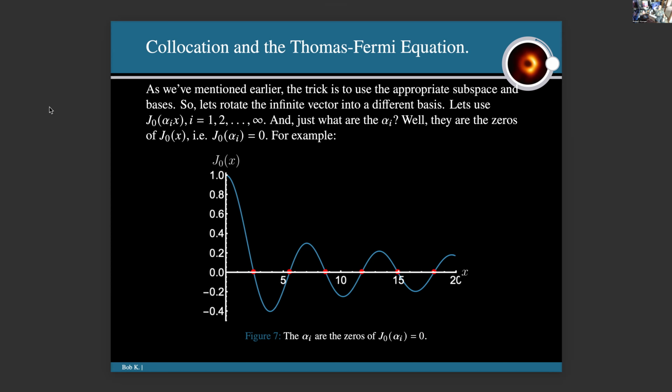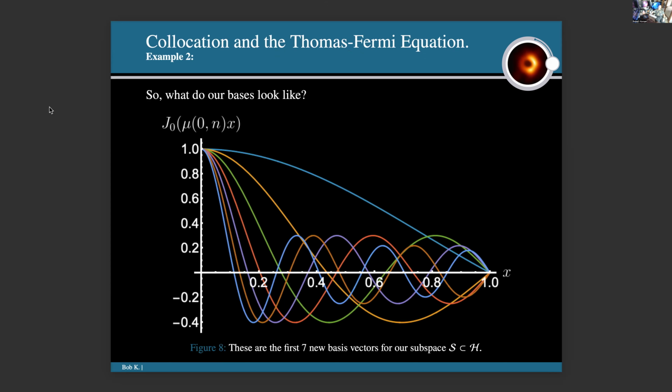Those satisfy the condition that Galerkin said: you have a two-point boundary value problem. You need to have the proper boundary conditions in the basis functions. So here's what the bases look like. The first one, the blue one, just goes directly to 0. And the orange one is the second one, and they keep getting more and more oscillations.